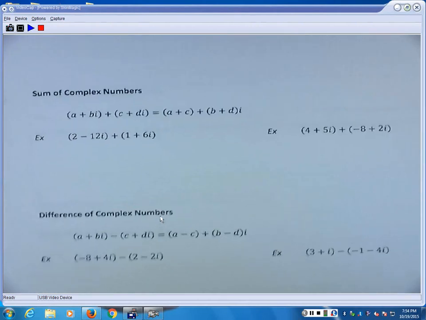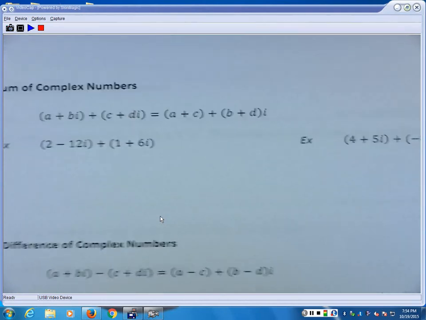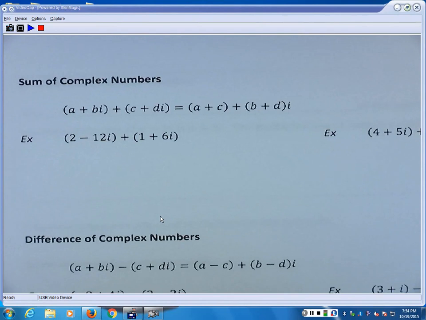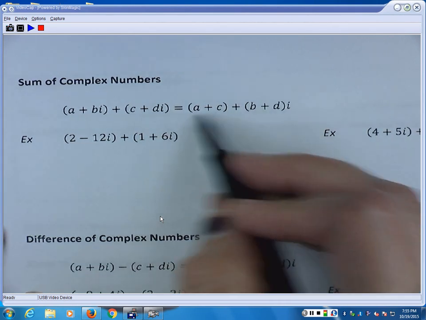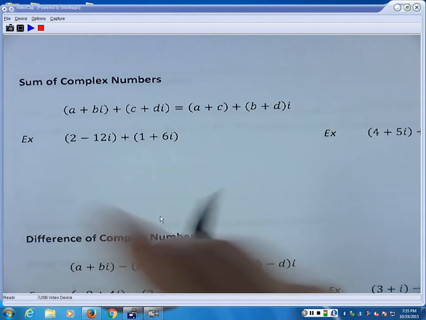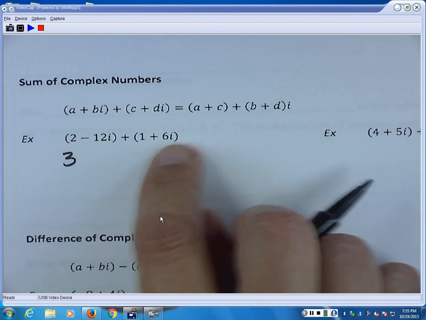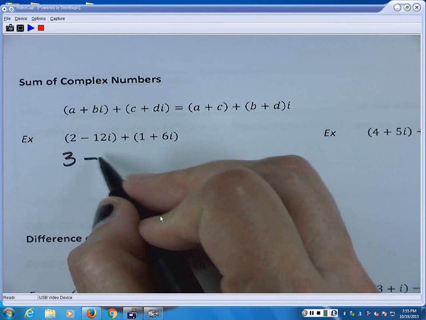All right. So, next page, sum of complex numbers. Just treat i like a variable. You already know how to add a plus bx plus c plus dx. It's the same thing. You don't have to memorize this. Just add your like terms. You got a 2 and a 1, that's 3. You got a minus 12i plus a 6i, that is minus 6i.